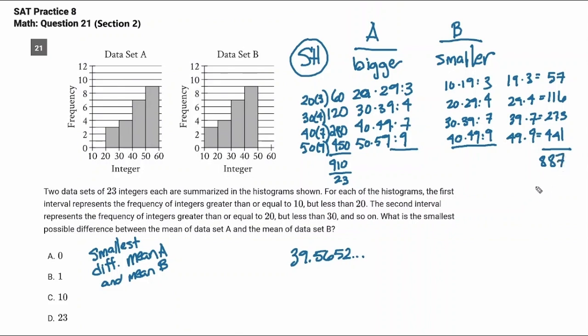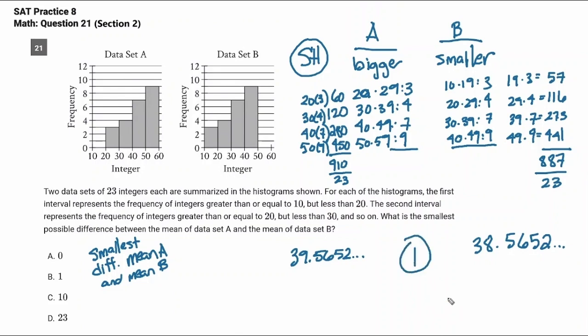And then you're looking to do the mean, so what do you do? Divide by the number of numbers, so that's 23. And you get this big old ugly fraction, 38.5652, goes on forever. Okay, so what's the smallest possible difference? Well, what did we just find? We found a difference of 1.